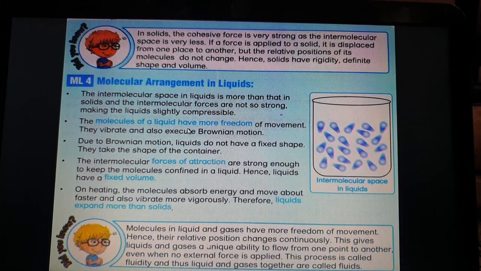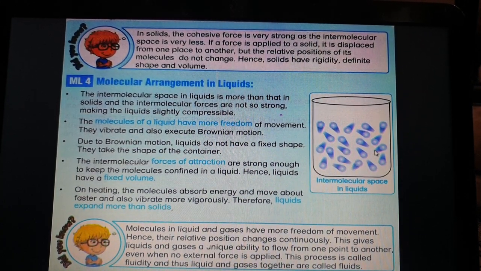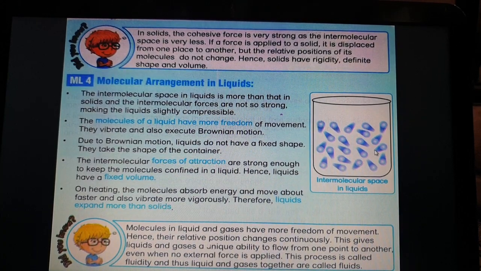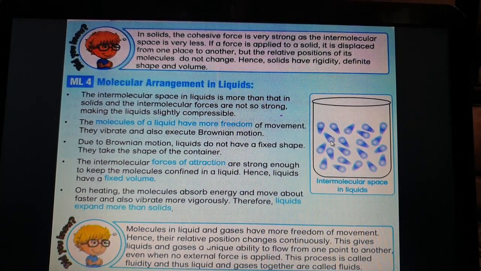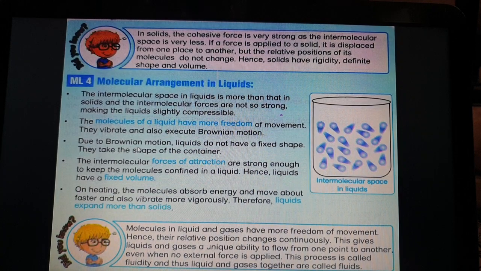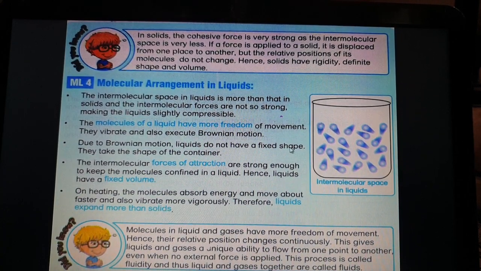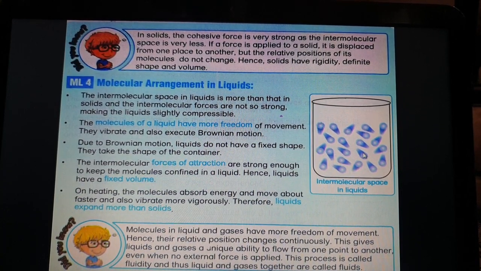The molecules of a liquid have more freedom. See, they have the freedom to move, whereas in the case of solids, they did not have the freedom to move. They were tightly held. Due to Brownian motion, liquids do not have a fixed shape. They take the shape of the container.